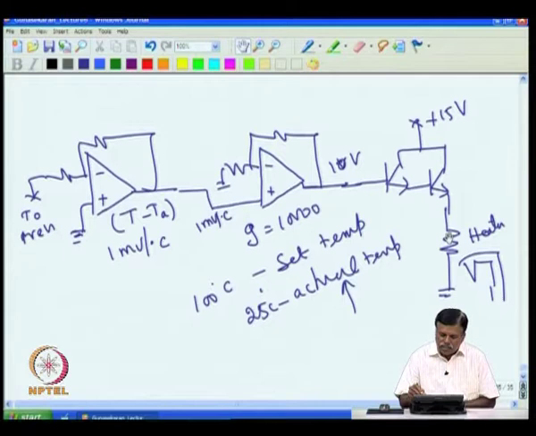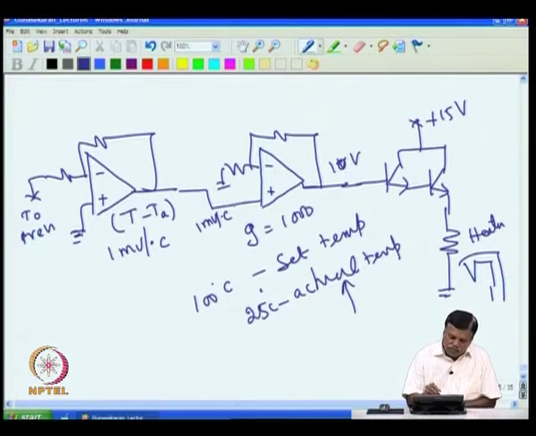proportional controller. So for a proportional controller to work, we have to make sure the gain is not very high, because if the gain is very high it can easily become an on-off controller. For example, if I put a gain of 1000, then to get 15 volt you need a 15 millivolt difference here, because 15 millivolt into 1000 will give me 15 volt.